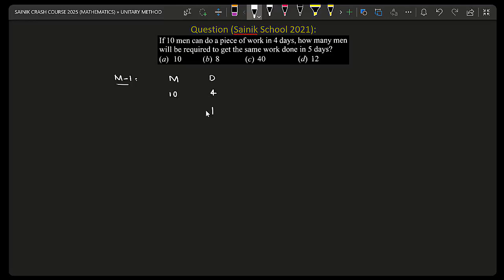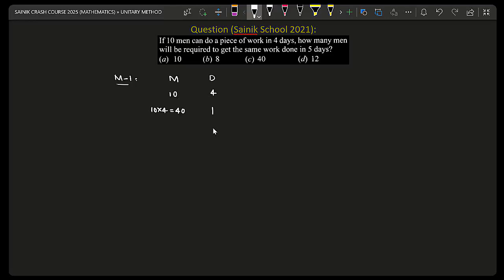Number of men and number of days, they are in which proportion? Sir, inverse proportion. For inverse proportion, to complete the work in 1 day, you want to have more men or less men? Sir, less men. You want the work to be completed in 1 day only. Sir, more men. More men means we have to go for multiplication or division. Sir, multiplication. So 10 fours are how much? Sir, 40. So to complete the work in 1 day, 40 men are required.